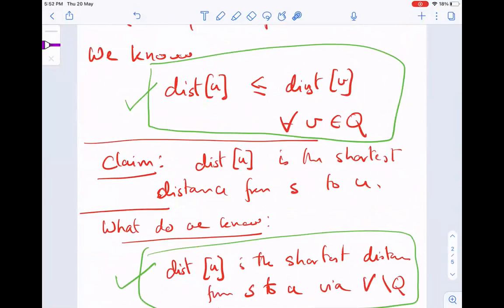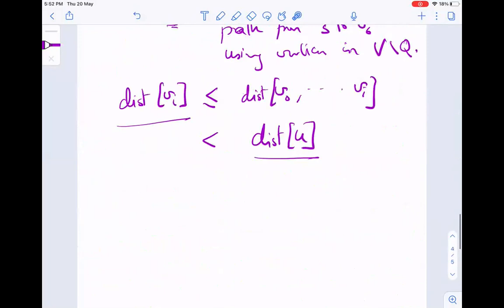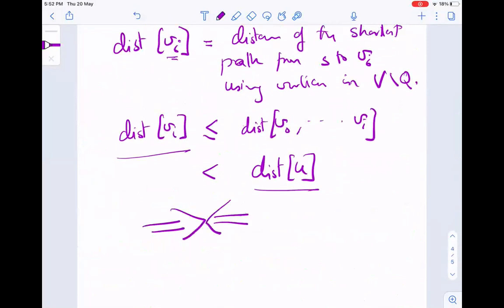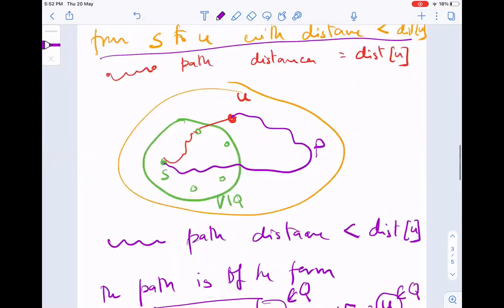So this contradicts this fact, right? And that is why this is a contradiction. So if there is a shorter path, in simple language, if there is a path from S to U shorter than what is being told here, then this path must have crossed over here somewhere. Now consider the vertex that just crossed here.